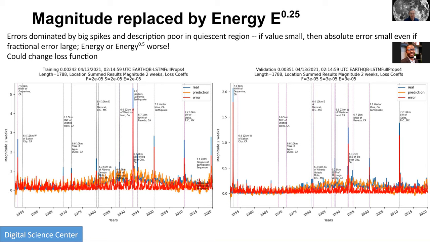And actually, when I started this problem, I thought we should use energy because, being a physicist by training, I believe in energy. Energy is conserved, and if you take two energies, you can add them together. And when we do neural nets, we add things together and multiply them together by weights and things like that.